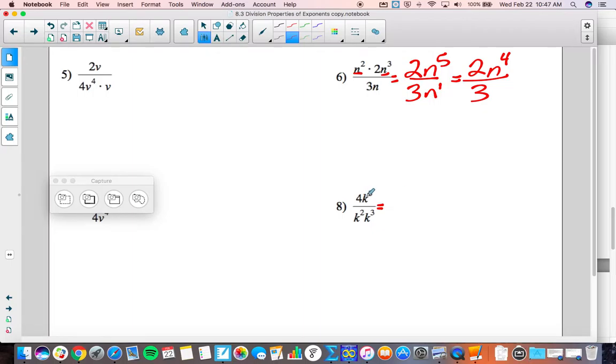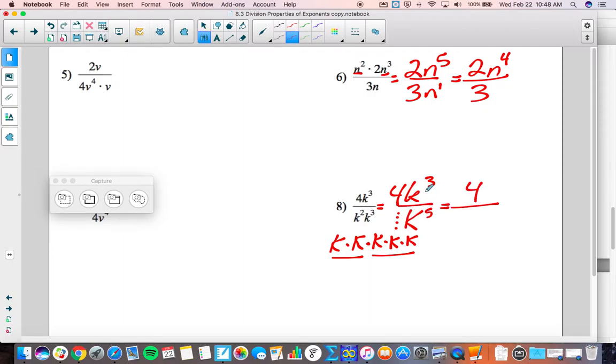Number 8, simplify the top and the bottom before you worry about battling. So I have 4k to the 3rd on top. I can't simplify that. But on the bottom, I have k times k times k times k times k. There's 5 k's getting multiplied together, so that's k to the 5th. So here, I have 4 divided by 1, which is 4, so there's a 4 on top.